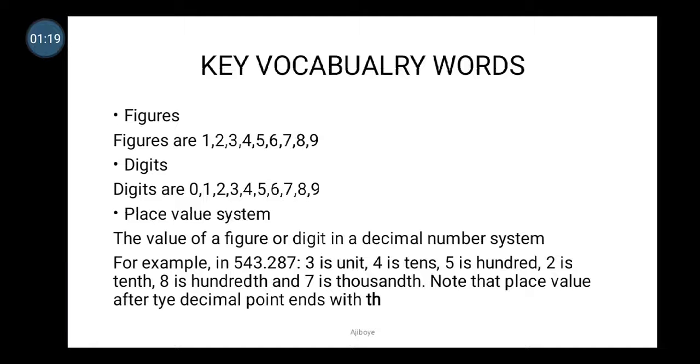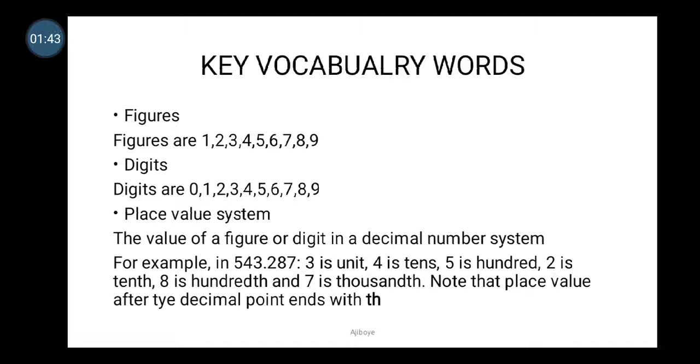Place value system. The value of a figure or digit in a decimal number system is what we refer to as a place value system. All right, so if you have a decimal number and you want to look for the place value of a particular figure or digit, then you would determine the place value, right?